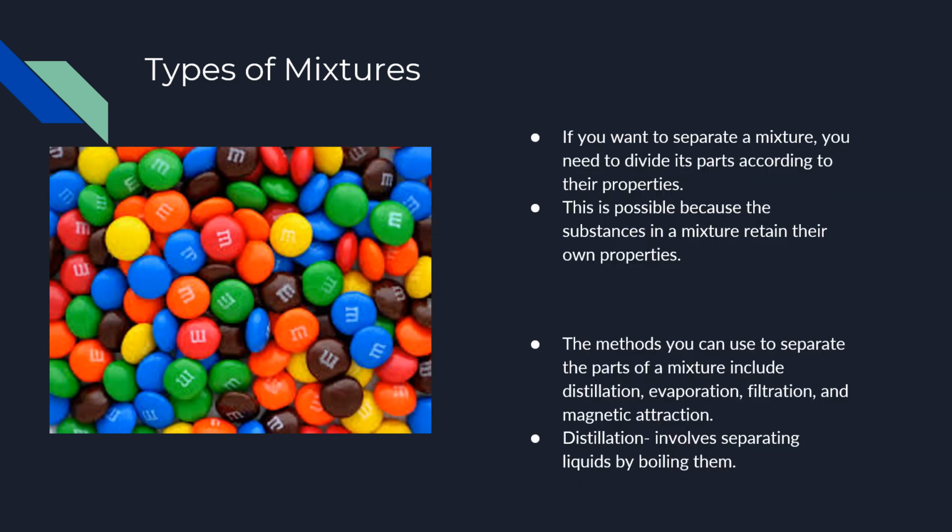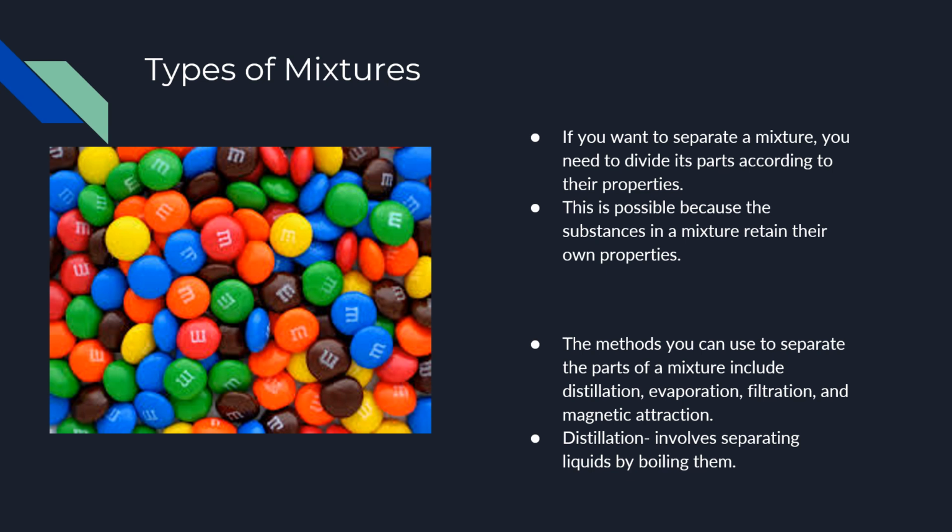So continuing types of mixtures. If you want to separate a mixture, you need to divide its parts according to their properties. This is possible because the substances in a mixture retain their own properties. So the methods you can use to separate the parts of a mixture include distillation, evaporation, filtration, and magnetic attraction.